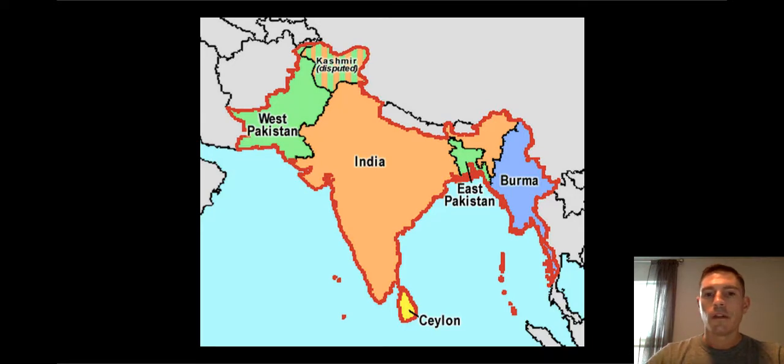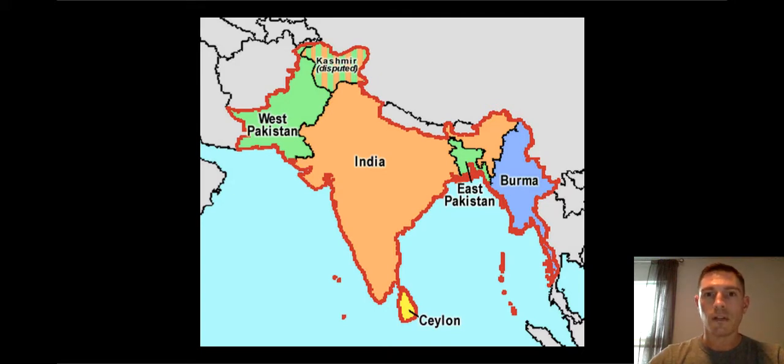The term partition is what we use to describe what happened when India got its independence from Great Britain. When India got its independence, there was a bit of a dispute because although Hinduism was the majority religion, there were parts of the colony that were predominantly Muslim.